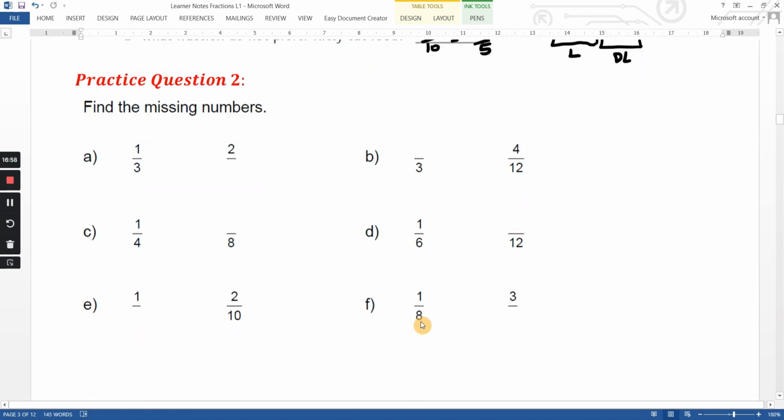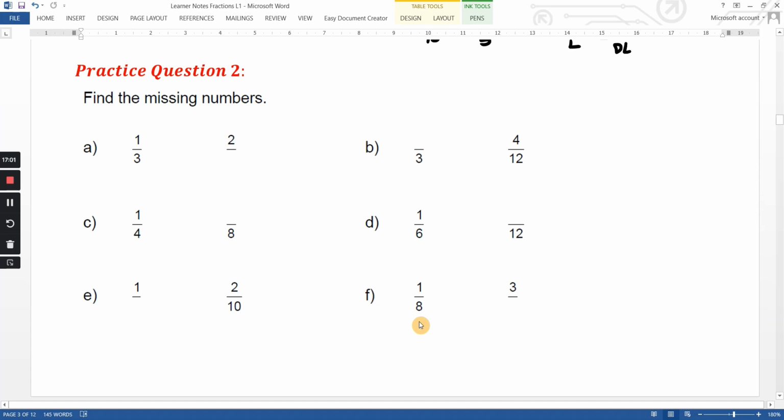Let's move on. Practice question 2. Find the missing numbers. So these are to do with equivalent fractions. So we're going from 1/3 to 2 over something. So we are multiplying by 2, going this way. Let's do the same here. That gives me 6. So 1/3 is the same as 2/6. We're going this way, so I'm dividing by 4. So let's do the same for the numerator, and that gives me 1/3.